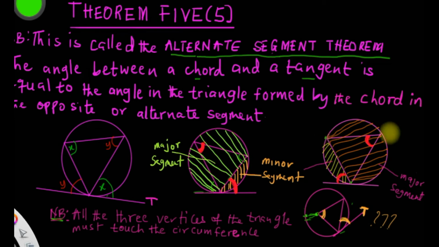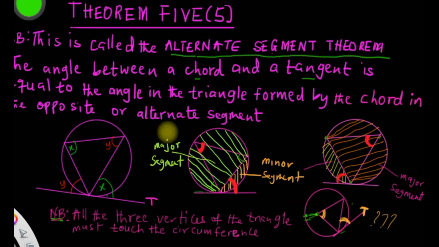Here, all three vertices are touching the circumference. The triangle is formed by this chord, and all three vertices are touching the circumference. And this chord is also forming this triangle with all three vertices touching the circumference. So that is the condition. If all three vertices don't touch the circumference, then the alternate segment theorem will not apply.